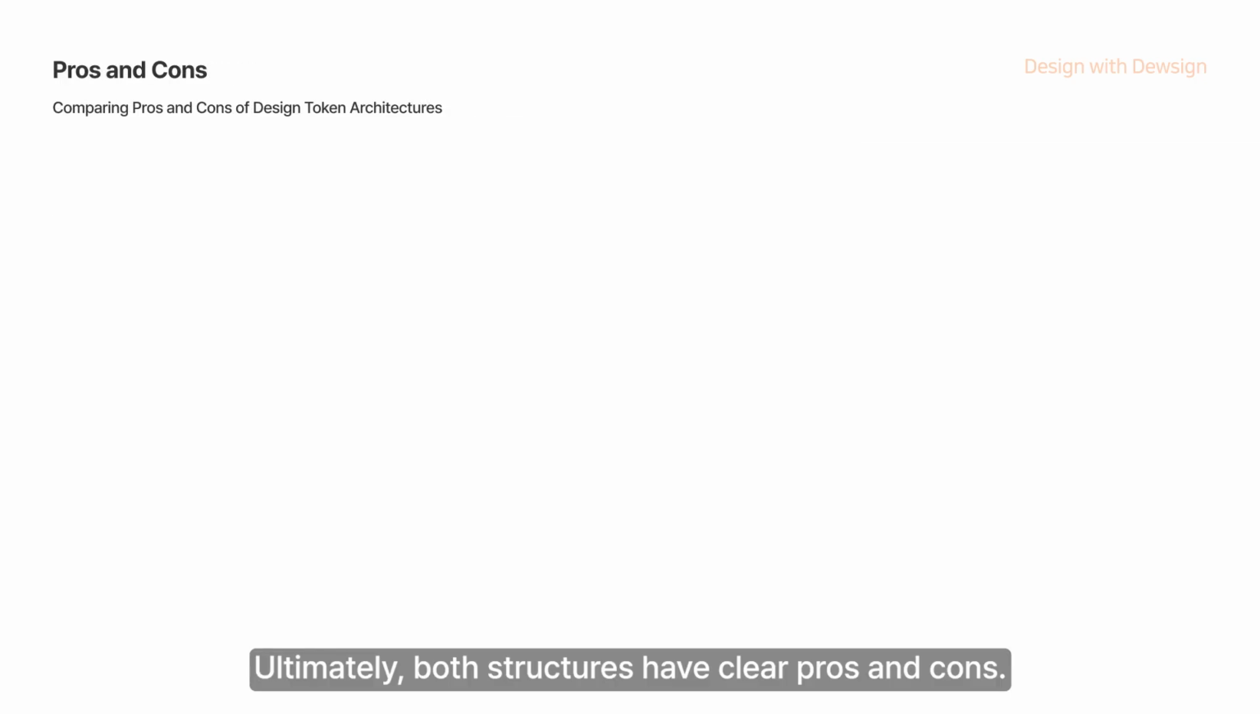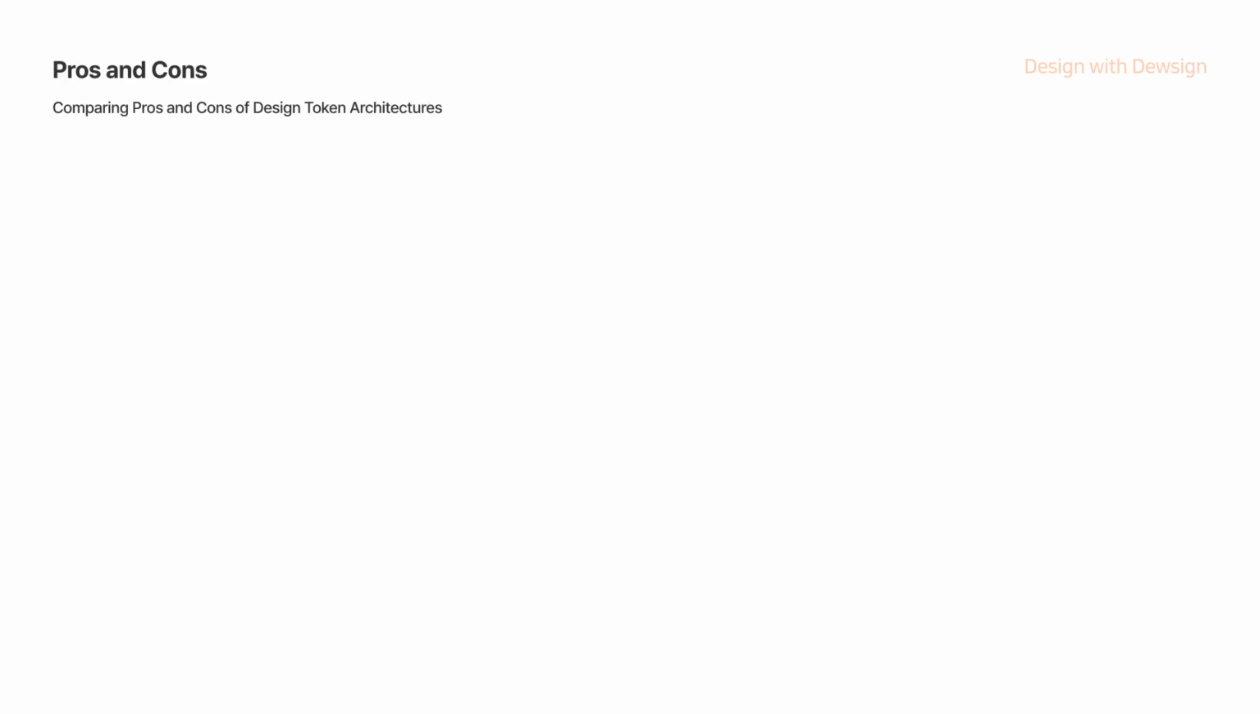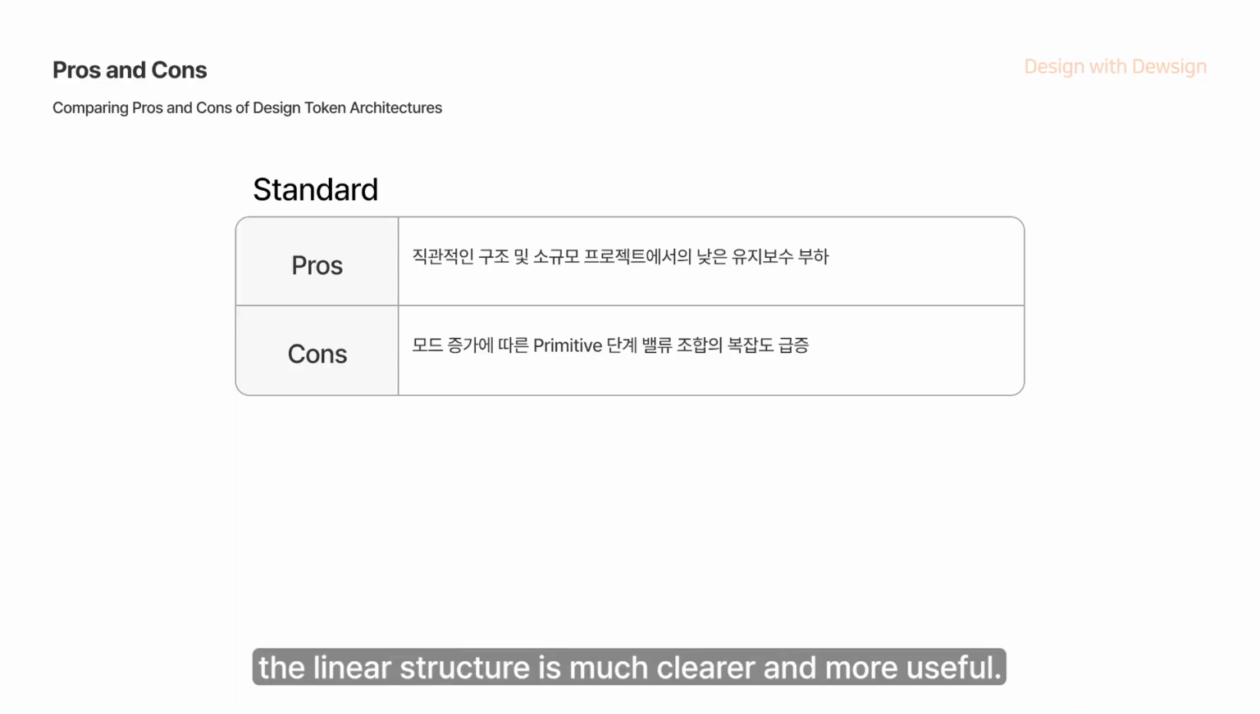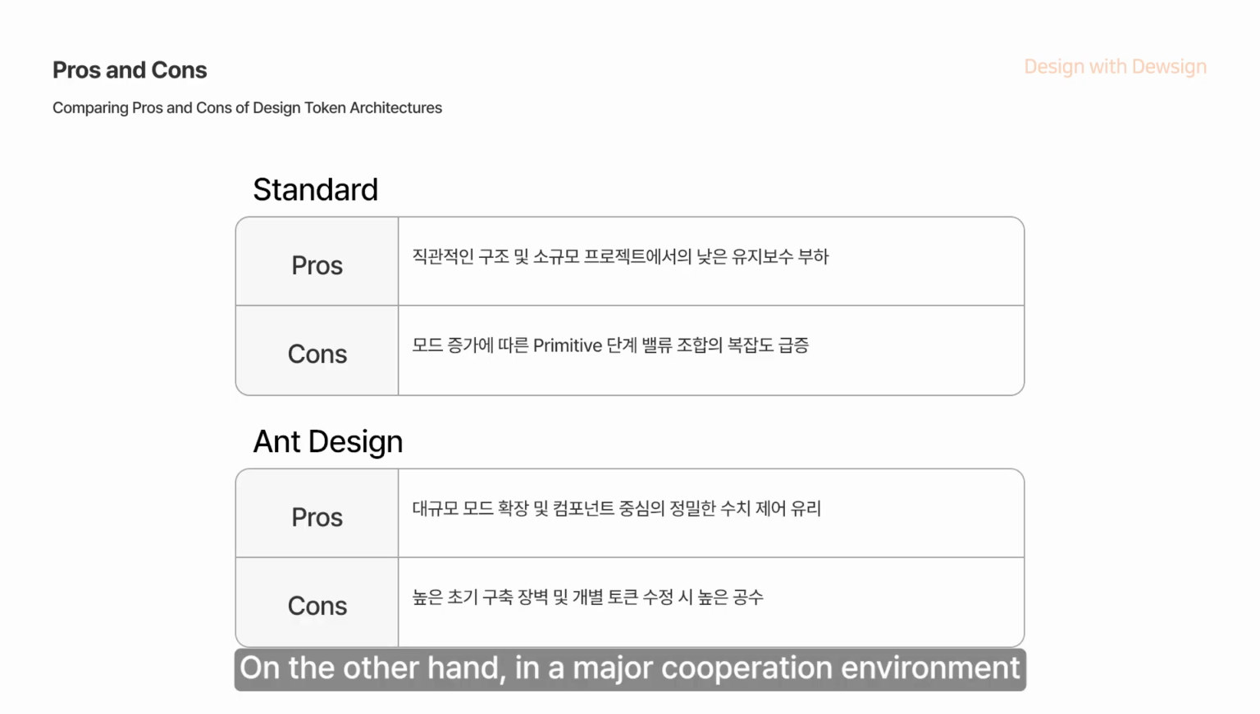Ultimately, both structures have clear pros and cons. For general mobile applications or platforms focused on a single mode, the linear structure is much clearer and more useful. On the other hand, in a major corporation environment building a massive software-as-a-service product where complex density control is essential, the Ant Design structure is more efficient in the long run.